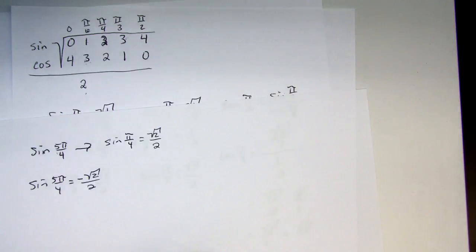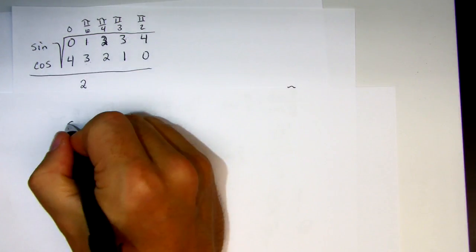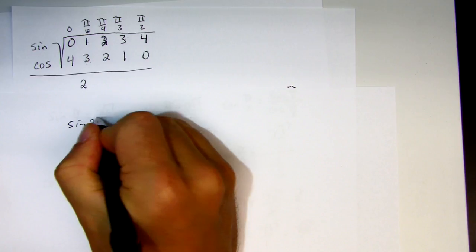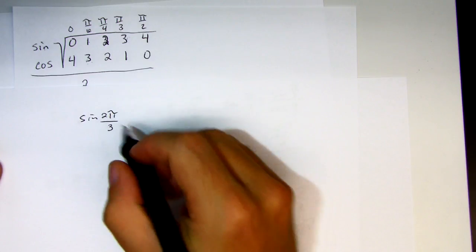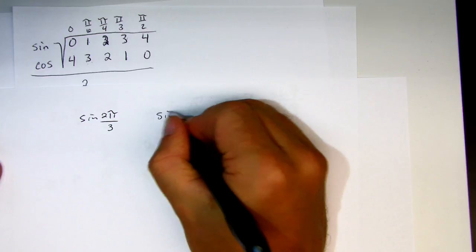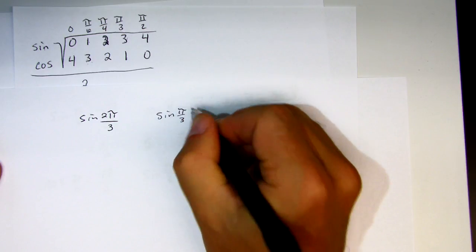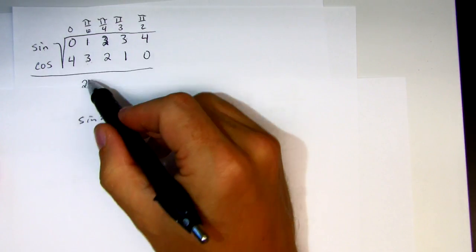Let's do sine of 2 pi over 3. Okay. Well, this doesn't simplify anymore, so this is just pi over 3. So we find out what sine of pi over 3 is, and that would be radical 3 over 2.